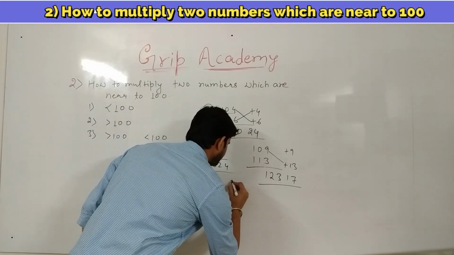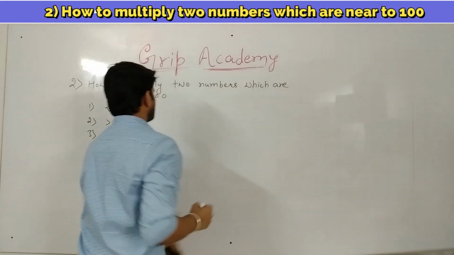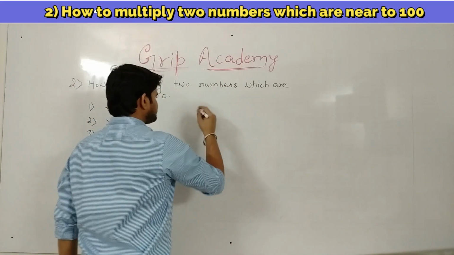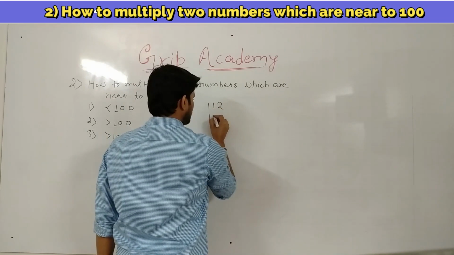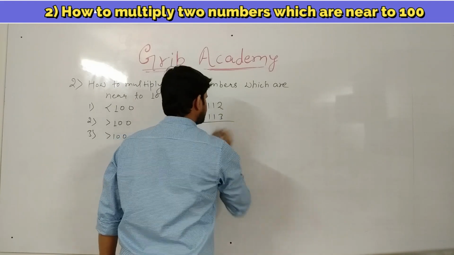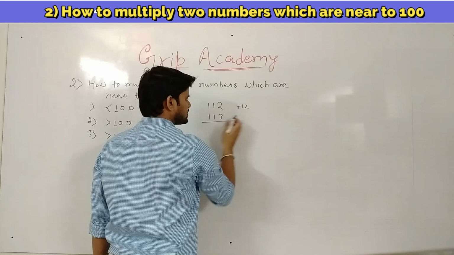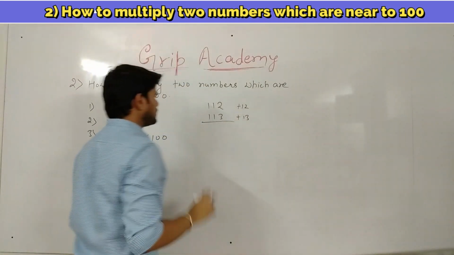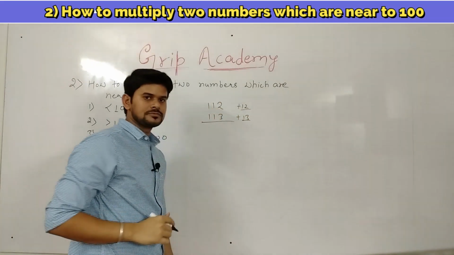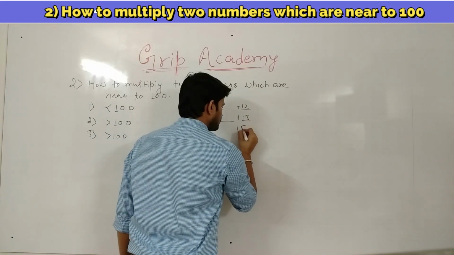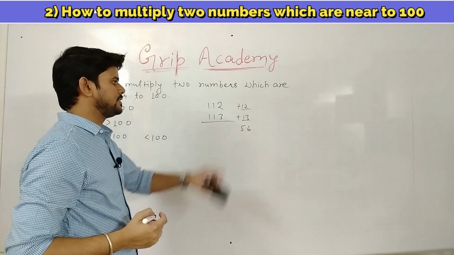Okay, take one more example. Consider we have to multiply 112 into 113. So how much is it greater than 100? Plus 12. How much is this greater than 100? Plus 13, so write it as plus 13. Okay, now 12 into 13 is how much? 156. So we'll write just 56 and 1 will be carry, which will be added to the next number.